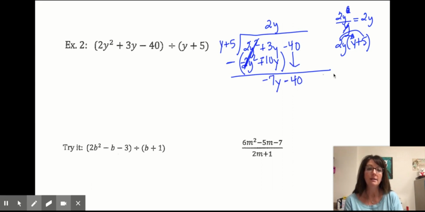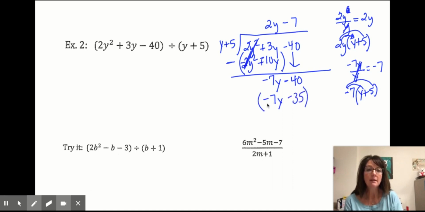Now we're taking y into -7y. So -7y divided by the divisor. Oop, that's a y. Sorry. Right here. So we know that the y's are going to cancel and we're left with -7. So we get -7. So now we're going to take -7 times our y plus 5. So -7 times y gives us -7y. -7 times 5 is -35. But we are subtracting according to the algorithm. So that means that this will become positive and this will become positive.